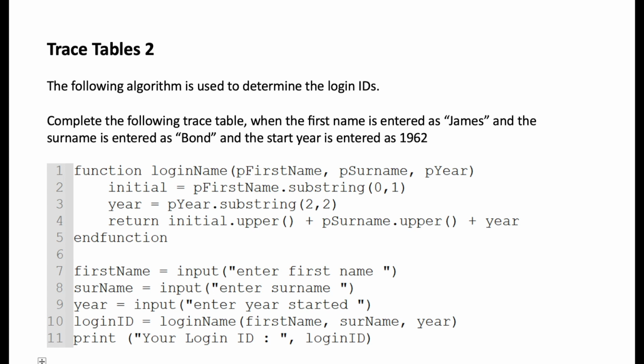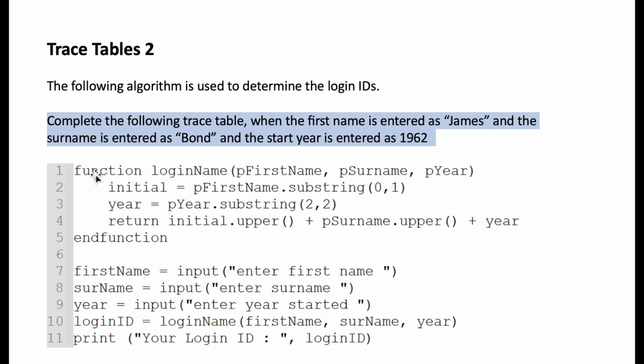So let's have a look at the exam question, which is based on the topic of trace tables. The following algorithm is used to determine a login ID. It's asking us to complete a trace table for the given inputs of James for the first name, Bond for the second name, and the year of start is being entered as 1962.